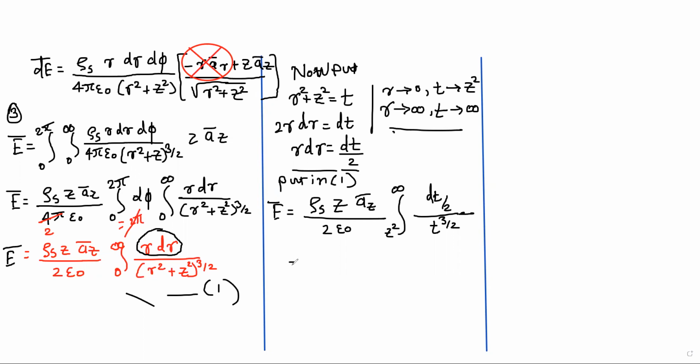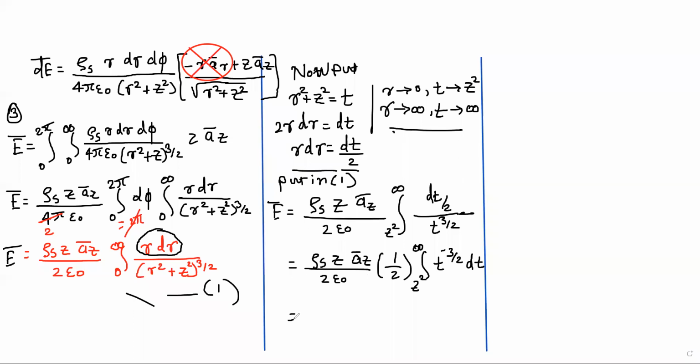Now let us try to simplify this. This one half I'll take outside of the integration. So rho s z a bar z as it is divided by 2 epsilon naught. Okay, and I take this 1/2 outside, so 1/2 comes here. Here we have z square to infinity, and this t in the denominator is t raised to 3/2. If I want to take it to the numerator, how can I write it? t raised to -3/2, right? Yes, sir. So t raised to -3/2 goes to the numerator, and then dt as it is. I only took this 1/2 outside.